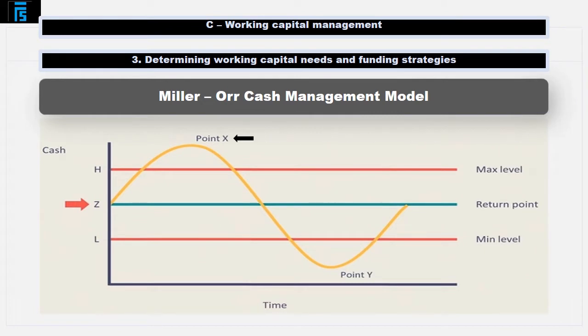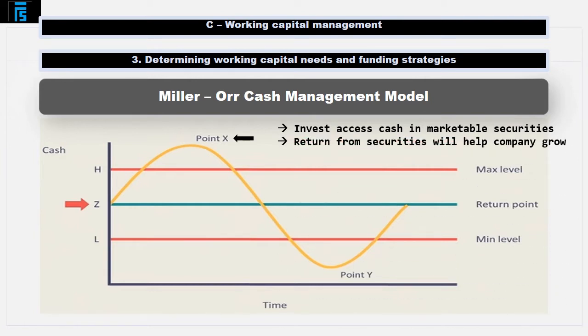You will see at point X that the cash level is well above that of the target. This cash should be put into market securities and not just left in cash. Ideally, these securities will give a good return and the company will grow. How much should be put into the security? The amount from point X to bring the balance right down to line Z.